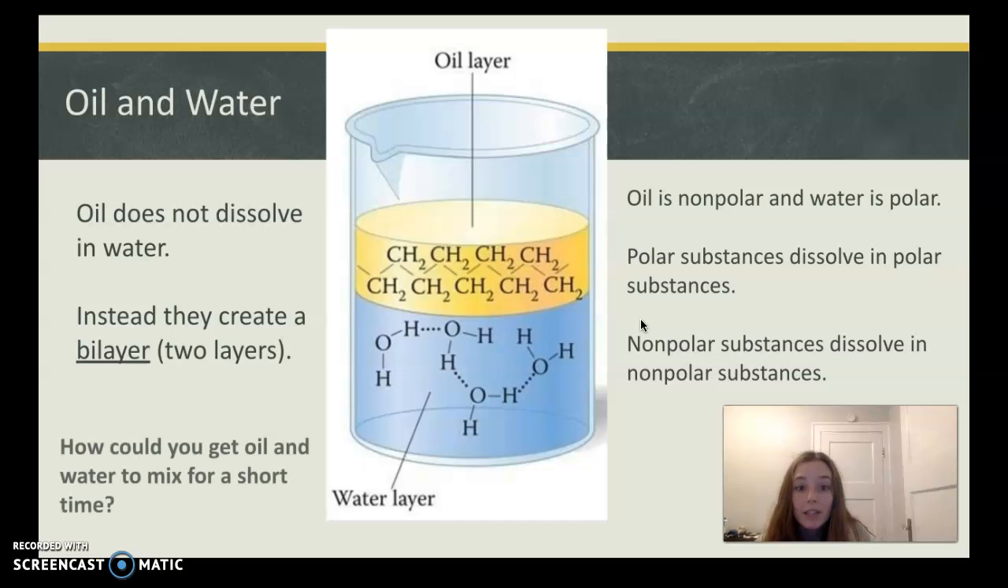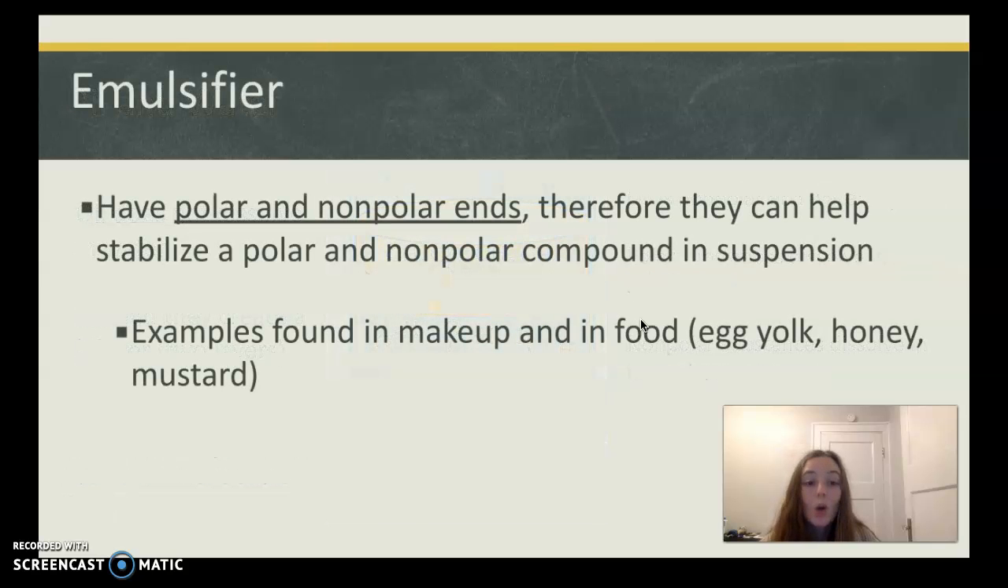But what if we really need to get oil and water to mix? What could we do to make them mix for a short time? Write it in your notes if you know this. We can add an emulsifier. An emulsifier, make sure to write this down in your notes, is a substance that has both polar and nonpolar ends. Thus, they can help stabilize a polar and a nonpolar compound in suspension.